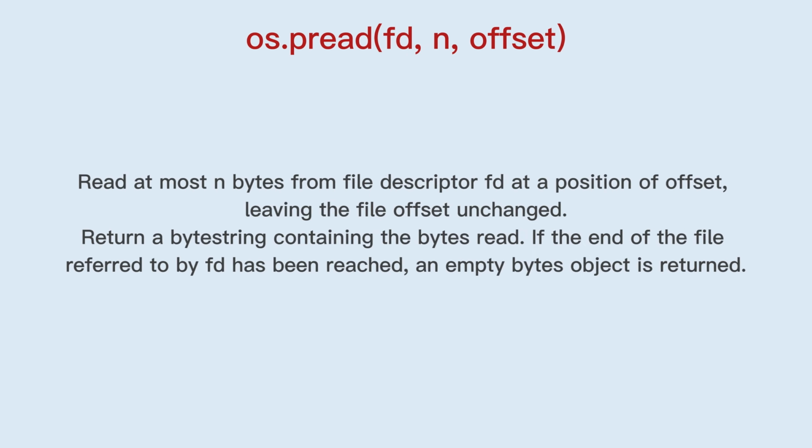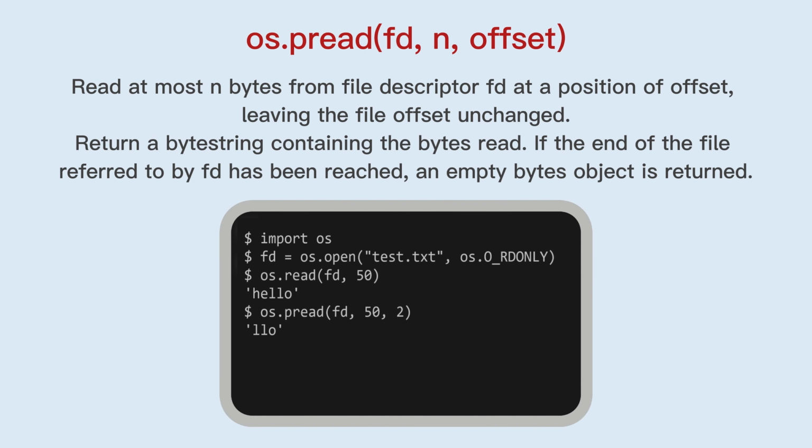os.pread. Read at most n bytes from file descriptor fd at a position of offset, leaving the file offset unchanged. Return a byte string containing the bytes read. If the end of the file referred to by fd has been reached, an empty bytes object is returned.